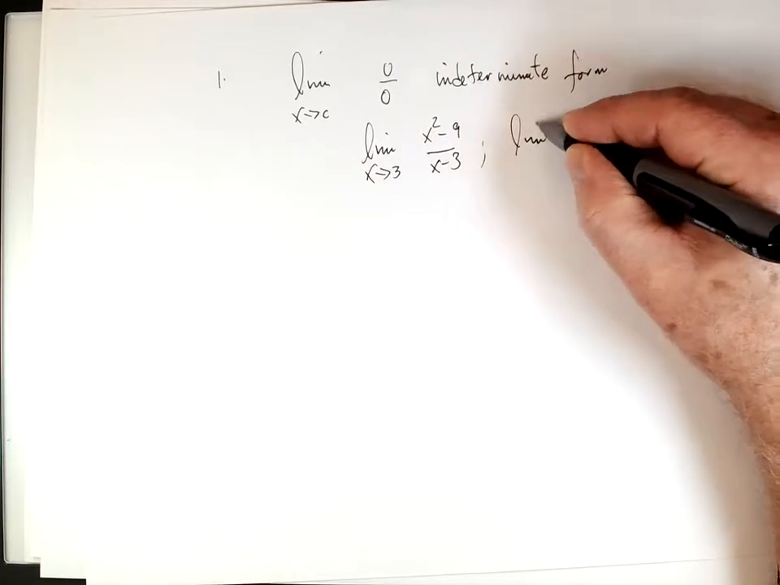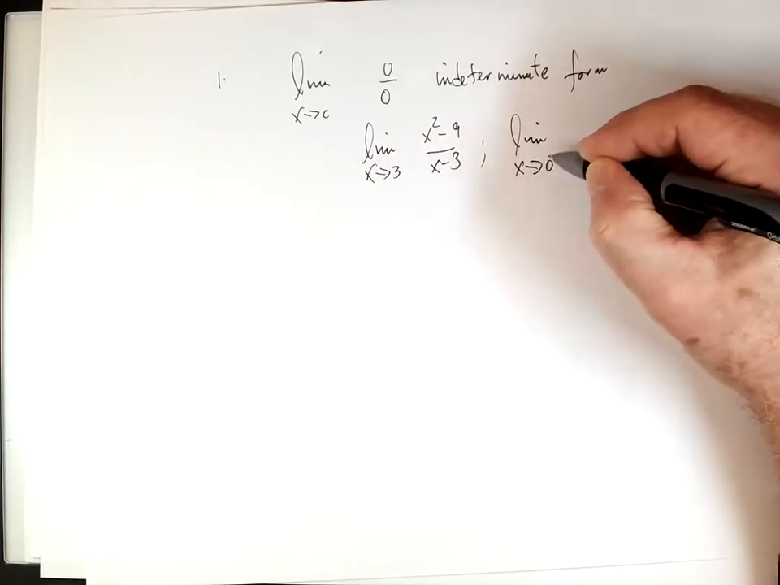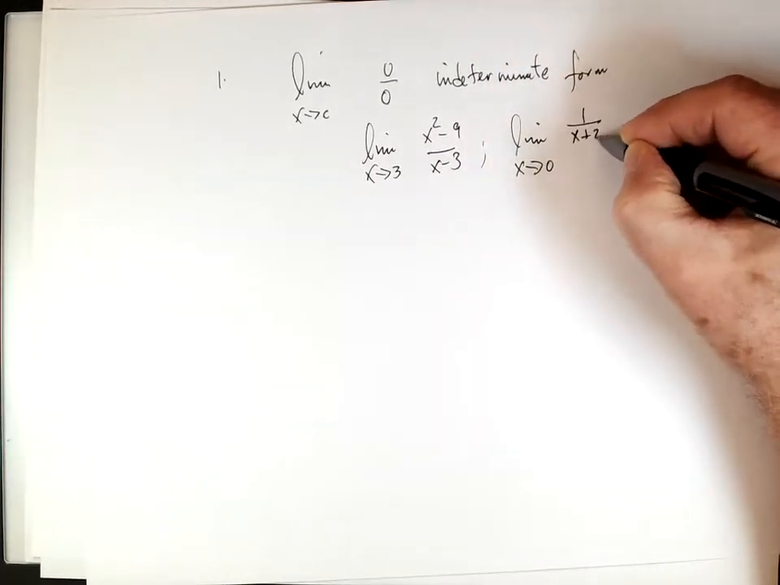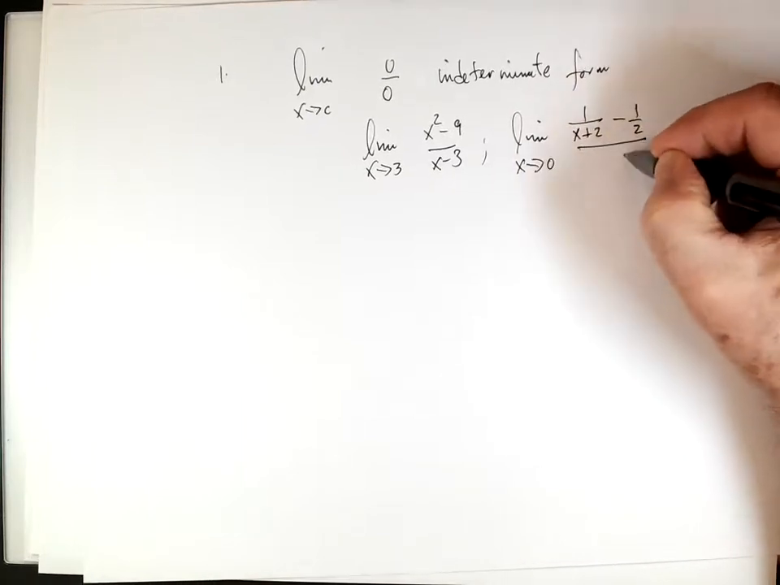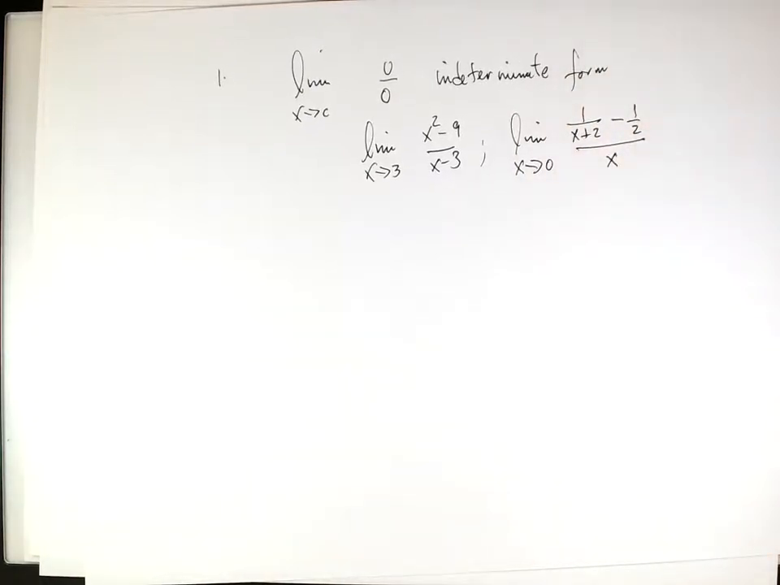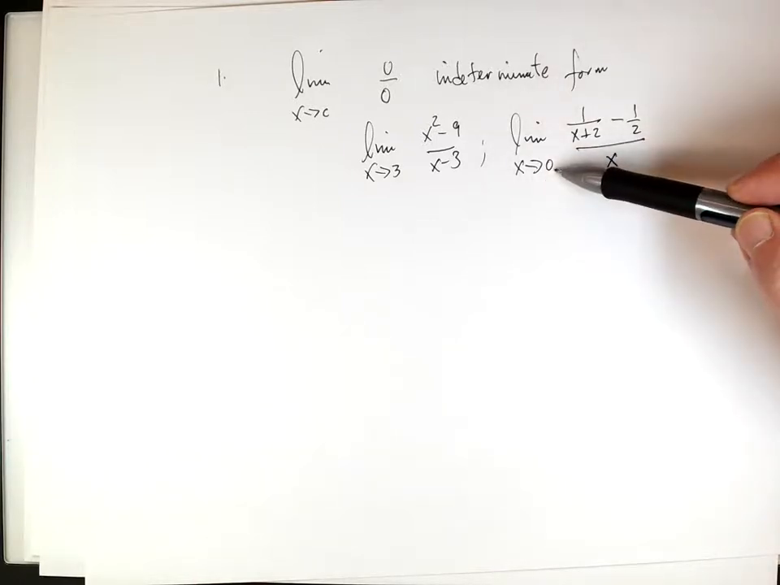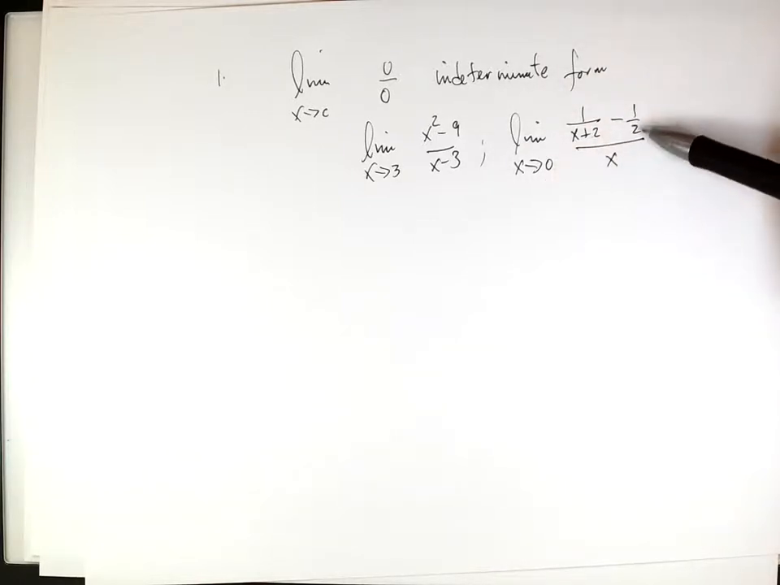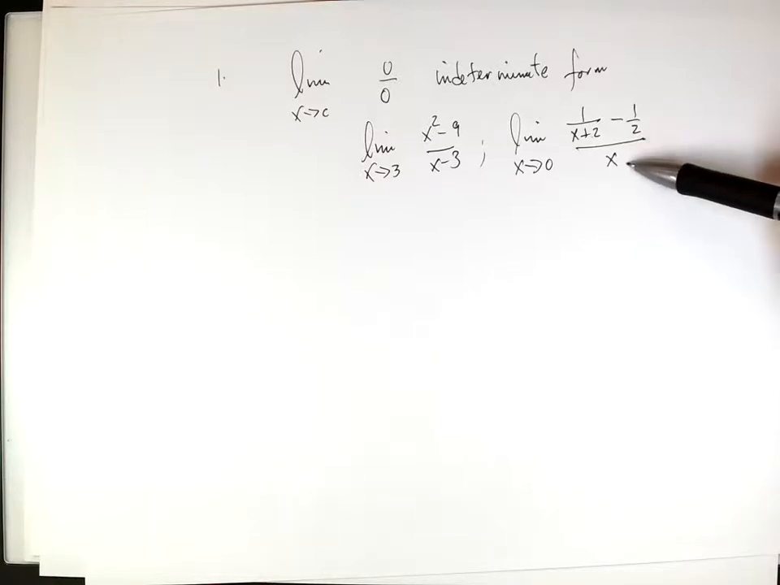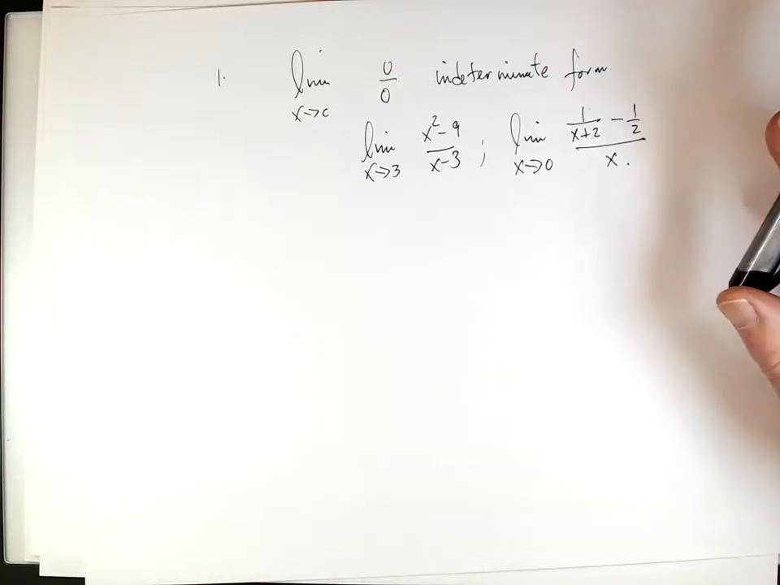You could get a problem like this. This gives you a 0 over 0 indeterminate form, because as x goes to 0, this goes to 1/2 minus 1/2, that's 0, and that's going to 0. You have a 0 over 0 indeterminate form. What do you do in this problem? You multiply what? The reciprocal?